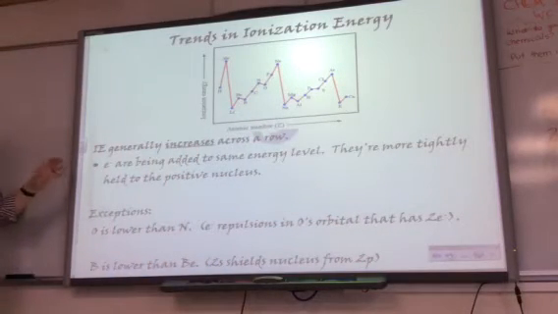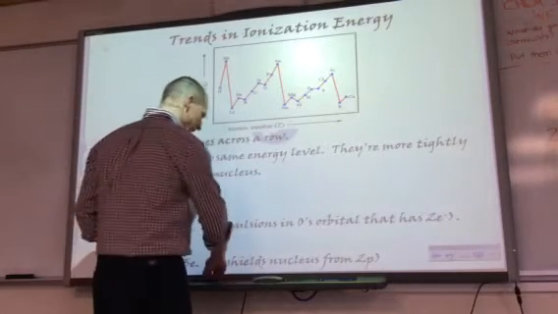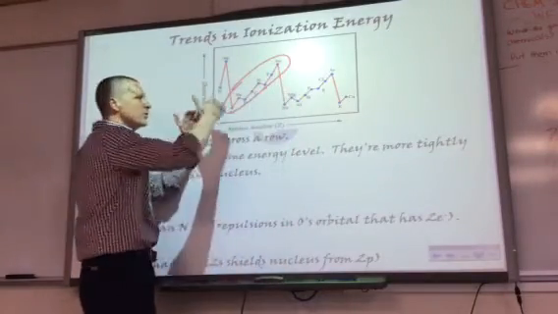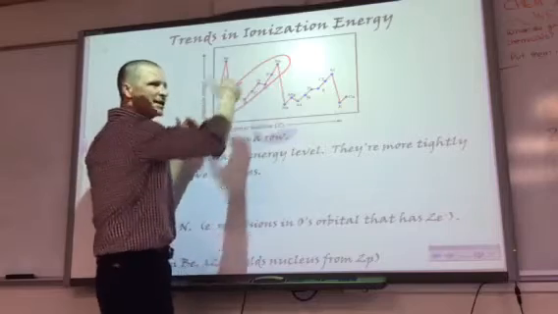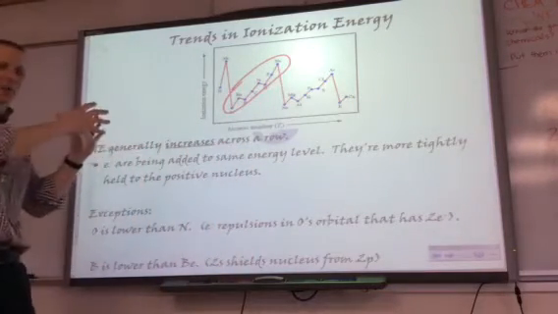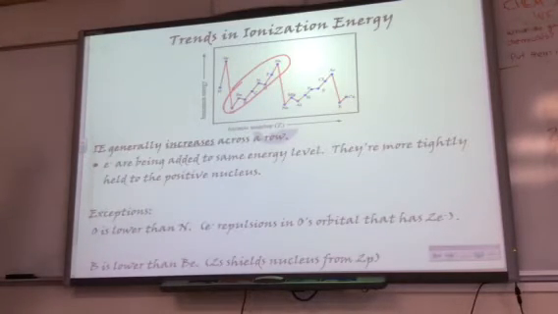Now here's where we have to deal with our exceptions, the exceptions in the trend. In general, across a row, again, that would be this thing right here, ionization energy starts low and gets higher. It starts easy on the left, and as we go to the right, it's more and more difficult to remove an electron. The atoms are getting smaller, and it's going to take more energy because the outer electrons are pulled and held more tightly to the nucleus. So to get that electron off, it's going to be difficult.